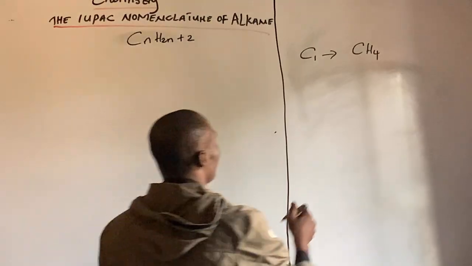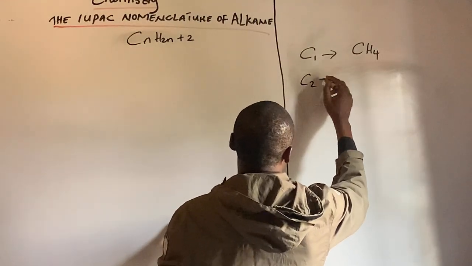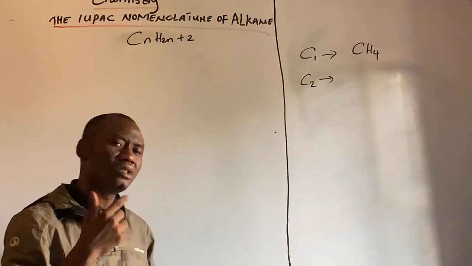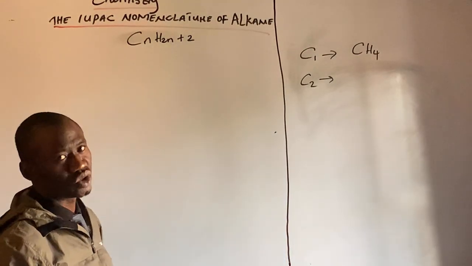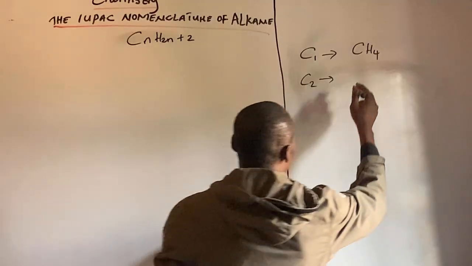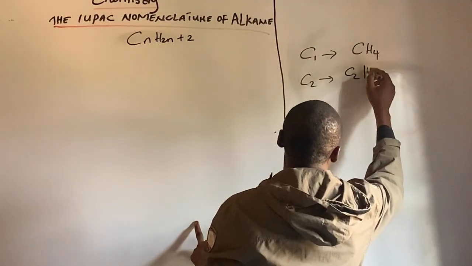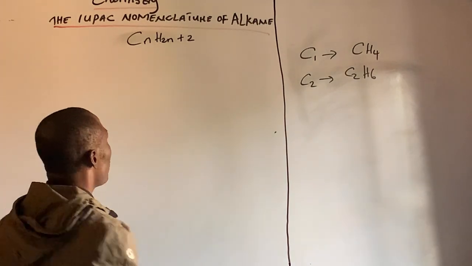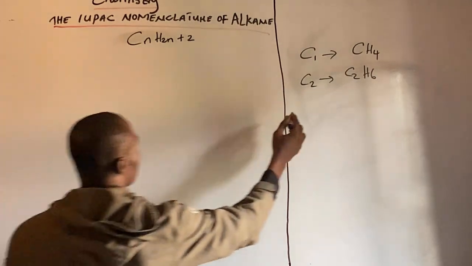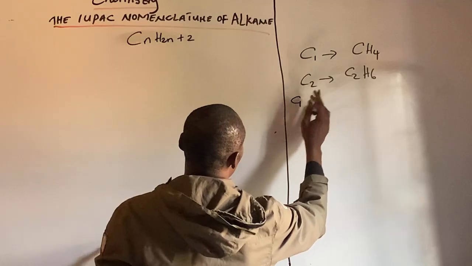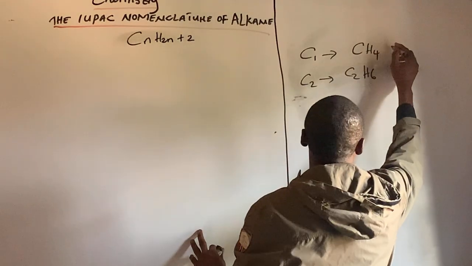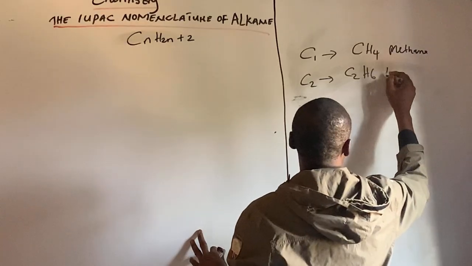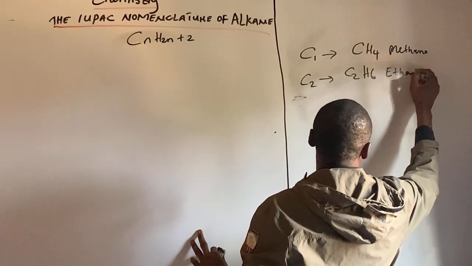Now, what if we have 2 carbons? We're going to have 2 multiplied by 2, that's 4. 4 plus 2 gives me 6. So for every 2 carbons, we have 6 hydrogens. Now, carbon 1 is known as methane. Let's write that here. Carbon 2 is known as ethane.